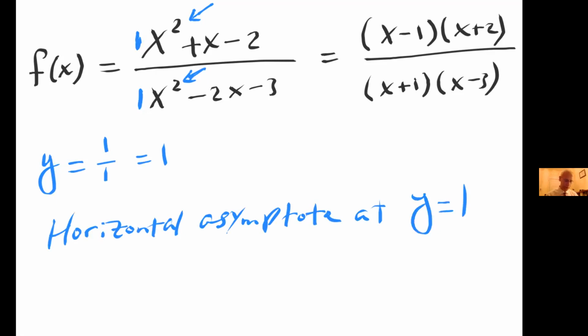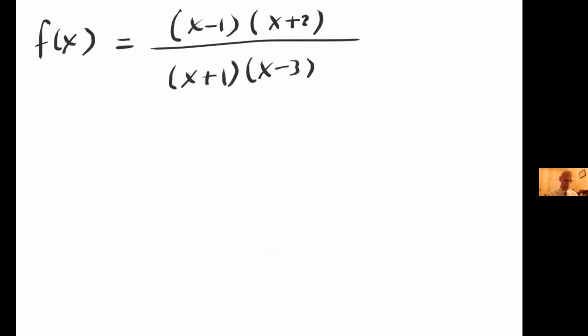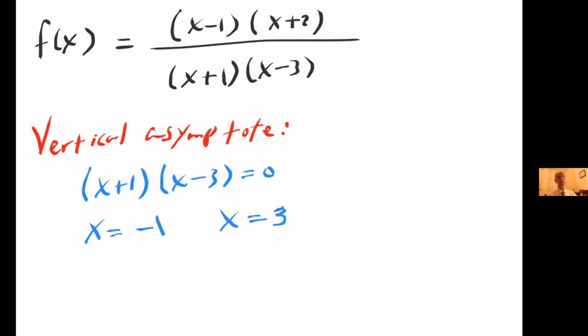And how about the vertical asymptote? Let me actually go to the next page. f of x equals, I'm going to write the factored form, (x minus 1)(x plus 2) over (x plus 1)(x minus 3). For the vertical asymptote, I'm going to set the denominator equal to 0. So (x plus 1)(x minus 3) equals 0. x equals negative 1 and x equals positive 3.